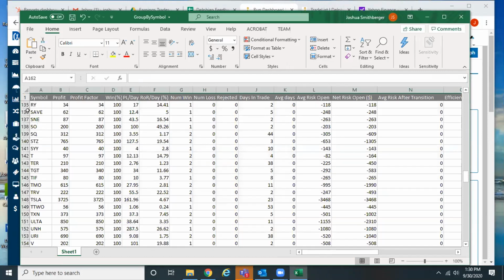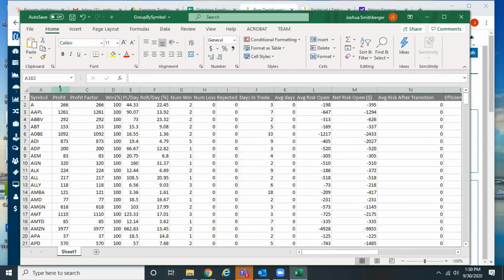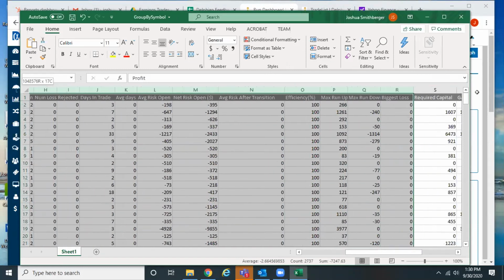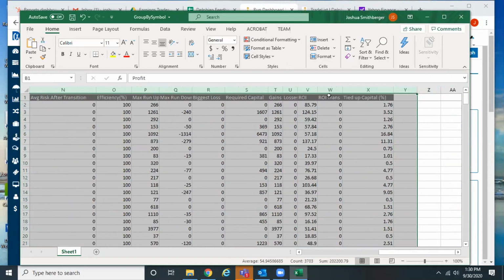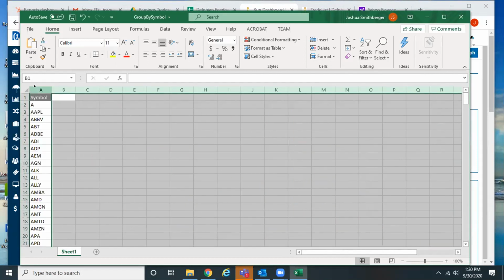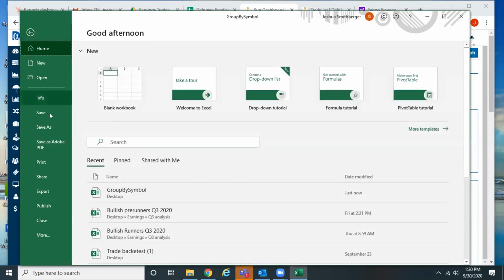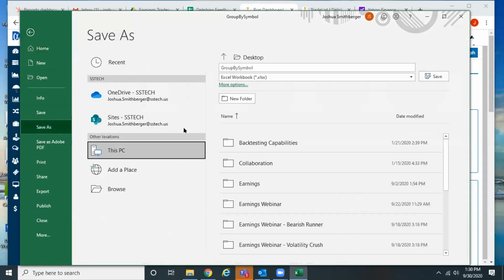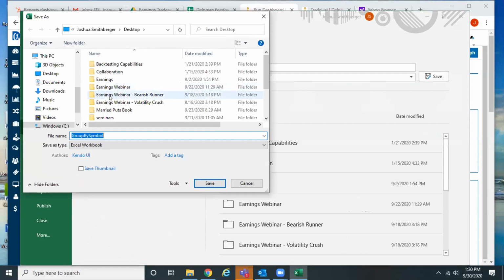All right. And then from here, all you have to do is, if I delete all these, save it as a different file. Good Lord. I don't know why they change everything with Microsoft.